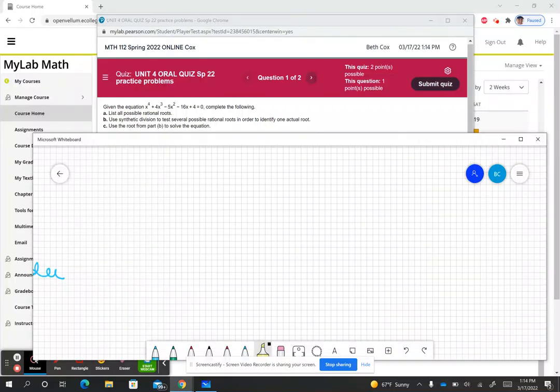Hey guys, we're going to do these oral quiz problems real quick. This is question number 1 of 2 on the oral quiz. I'm going to go through these as quickly as I possibly can. So the first one, we have the 4th degree polynomial, and we're going to list all the possible roots.